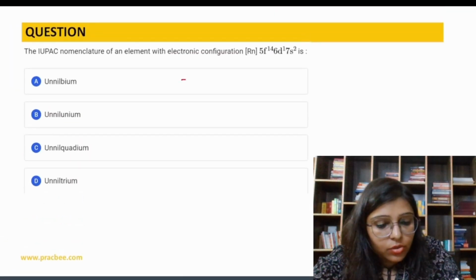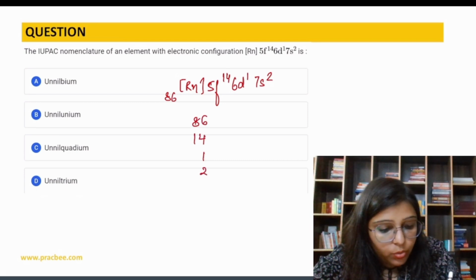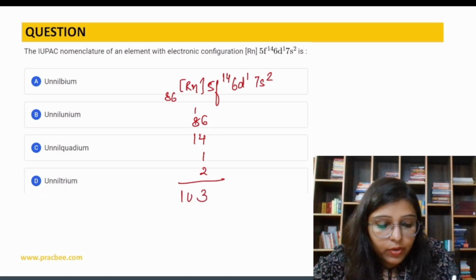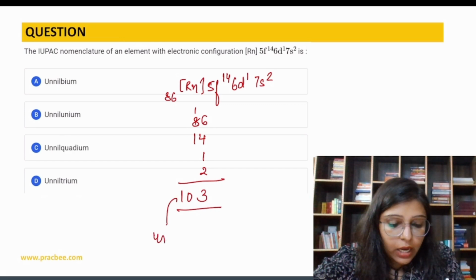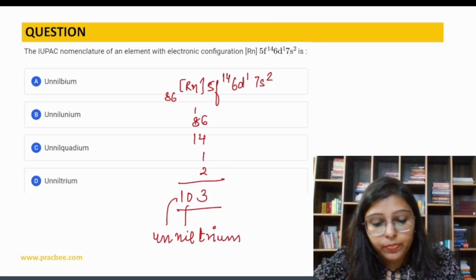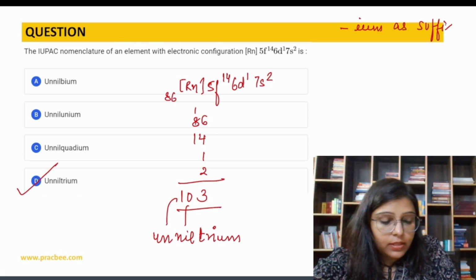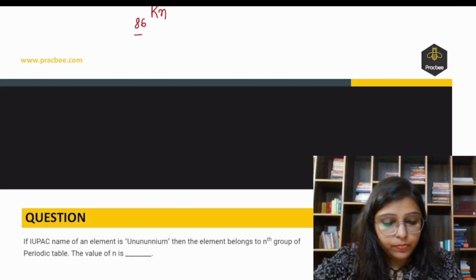Radon is 86, so 86 electrons, and then we have 5f14 6d1 7s2. So 86, 14, 1 and 2. So total 103. So we have specific rules for that. For 1 we say un, for 0 nil, for 3 tri, and then the suffix ium is added. So un, nil, trium, right? The suffix is added. Okay. Now let's do the next question.